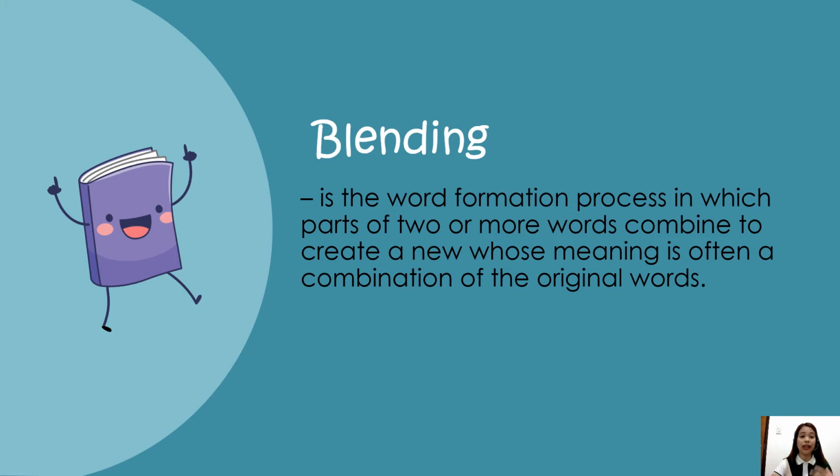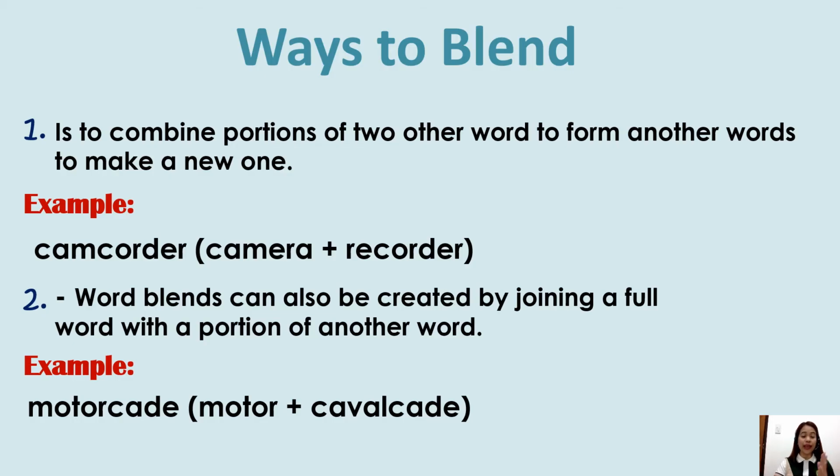So, second, we have the word formation blending, right? So, blending is the word formation process in which parts of two or more words combine to create a new word whose meaning is often a combination of the original words. So, we have ways to blend. Number one is to combine portions of two other words to make a new one. Example, camcorder. This came from two different words, camera and recorder. We only use cam from the word camera and corder from the word recorder, and we have a new word, camcorder.